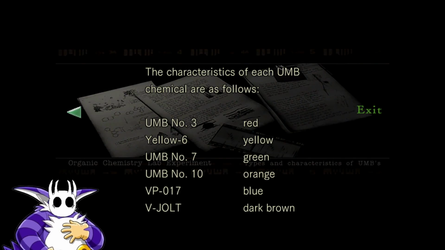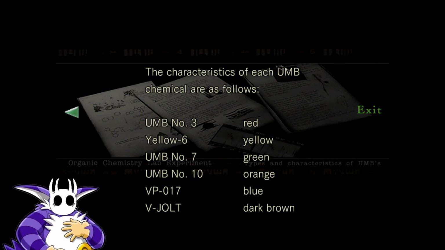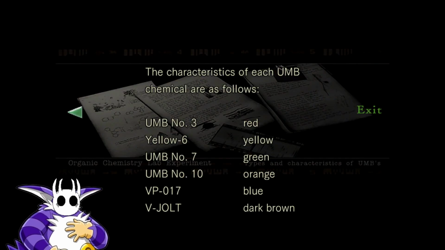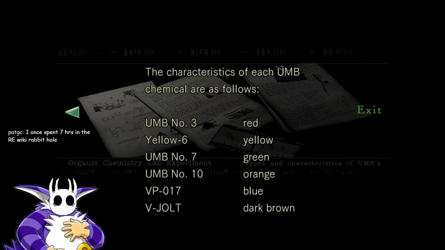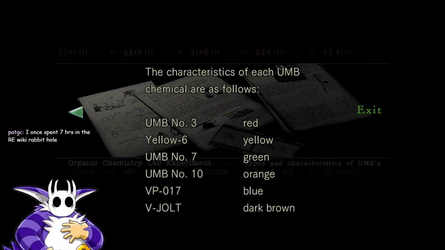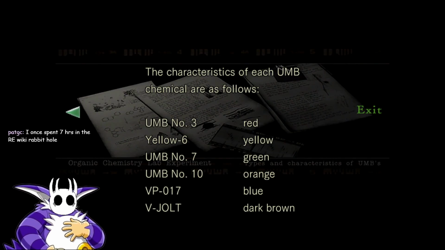All right, characteristics of each UMB chemical are as follows. Okay. So V-Jolt is the thing we're going to want to make, I guess.